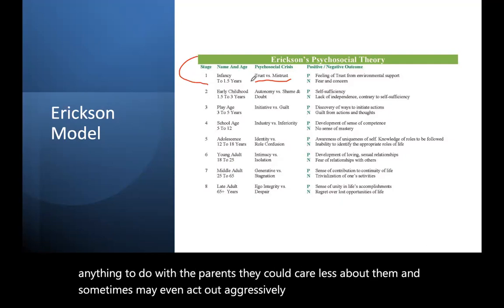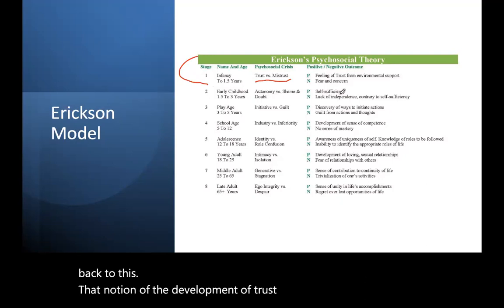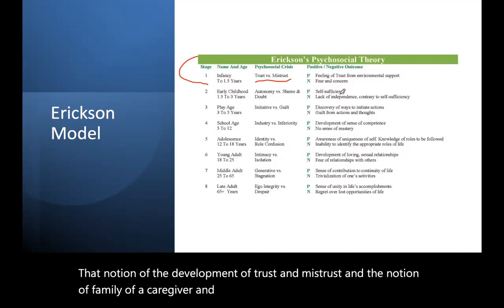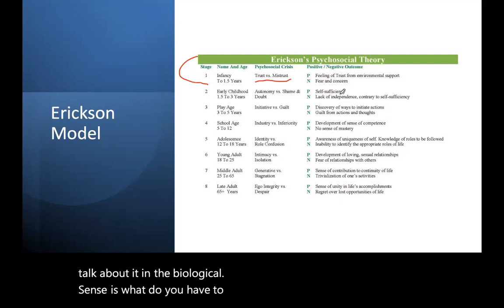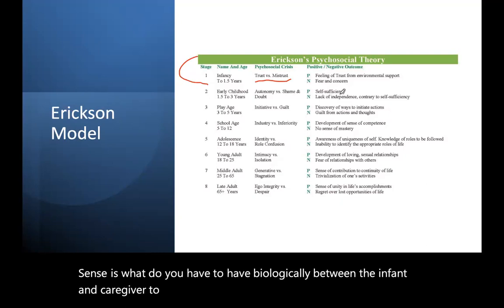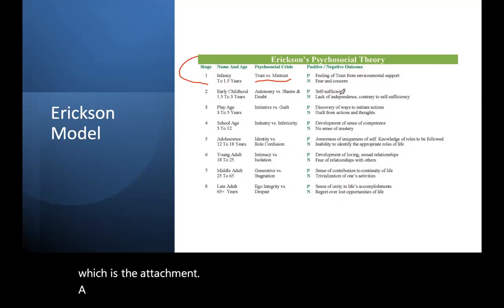So we're going to come back to this notion of the development of trust and mistrust, and the notion of family, a caregiver and infant interaction. And we're also going to talk about it in the biological sense, which is what do you have to have biologically between the infant and caregiver to have that attachment, have that closeness. And we'll see that there's chemicals involved. There's some things like oxytocin, which is the attachment hormone. You need dopamine. You need dopamine to reward that process.